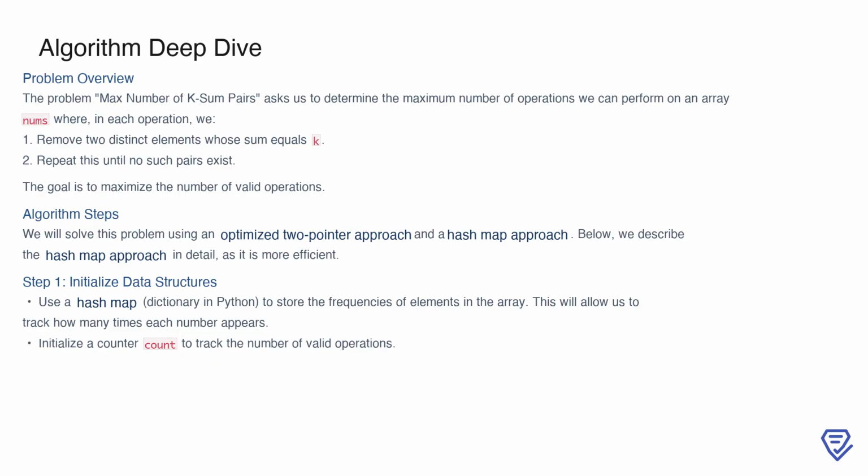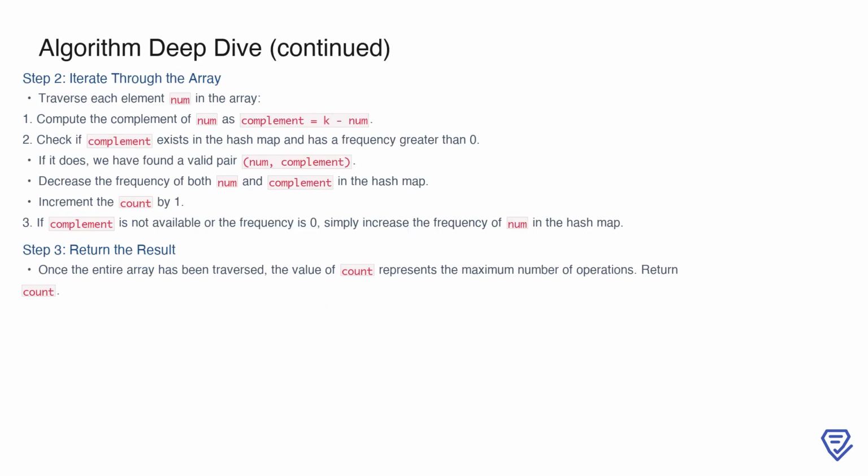To begin, we initialize a hash map to store the frequencies of elements in the array. This data structure helps us quickly check the availability of complements for any given number. Additionally, we set up a counter to track the number of valid operations performed as we process the array. Now, we proceed to iterate through the array.